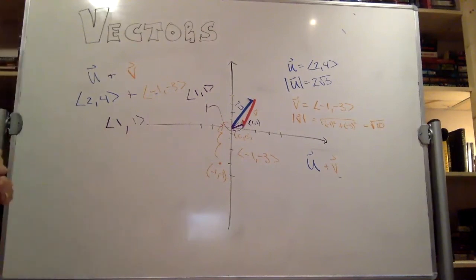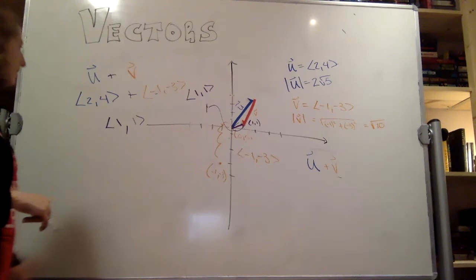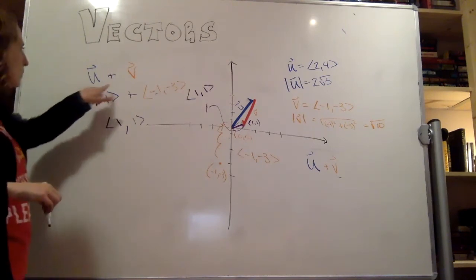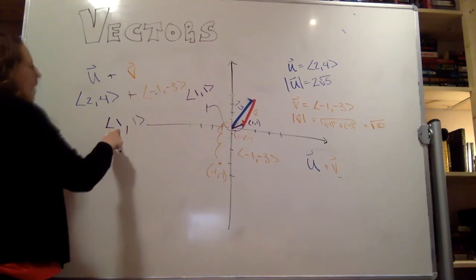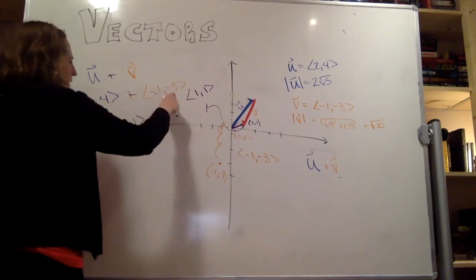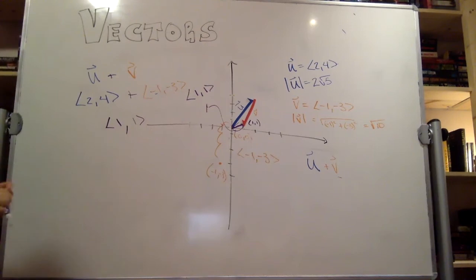What does this really say? This says when we add vectors, we can add component-wise. Okay? In other words, u plus v is going to be 2 plus -1. That'll give me my horizontal component. And then 4 plus -3. That'll give me my vertical component.